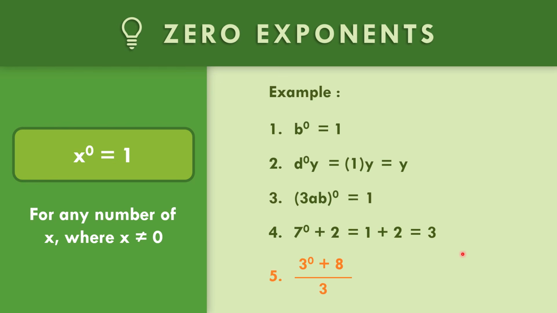How about number 5? 3 to the 0 plus 8 over 3. 3 to the 0 based on the rule of the 0 exponent, that is equal to 1. Copy 8 and copy the denominator 3. 1 plus 8, that is equal to 9 divided by 3. 9 divided by 3, the answer is equal to 3.